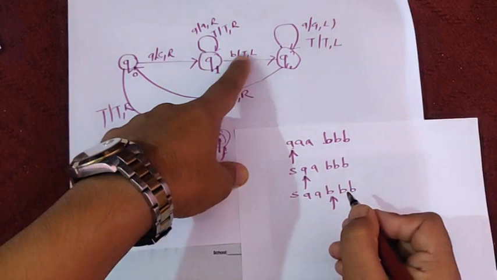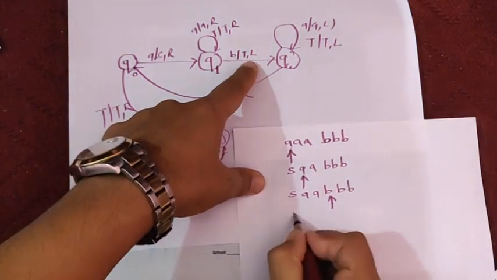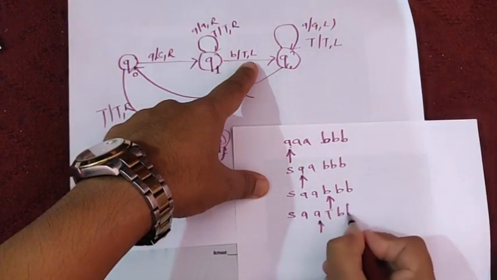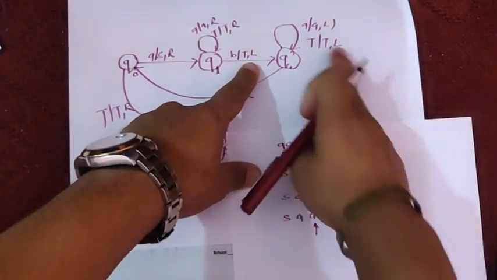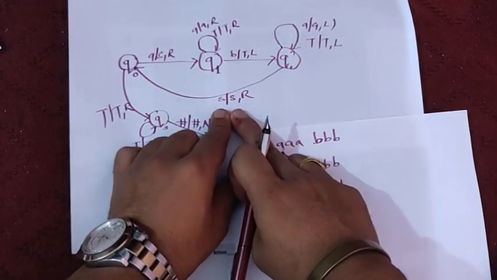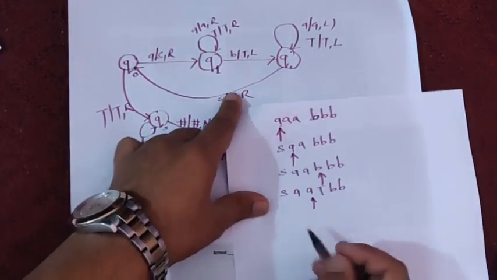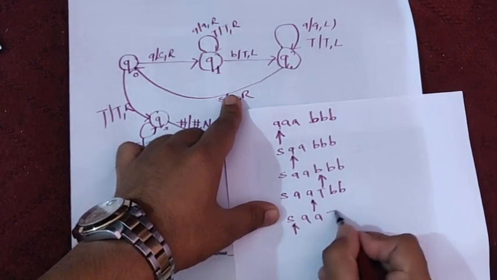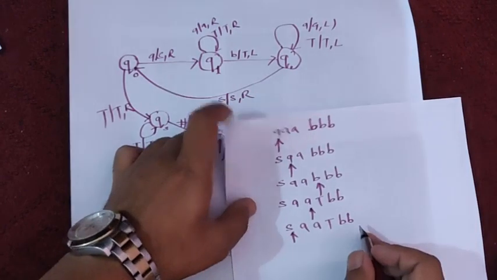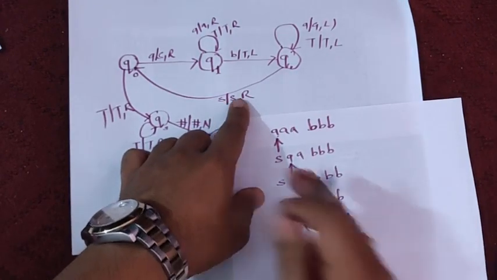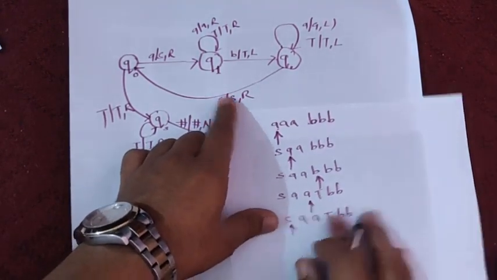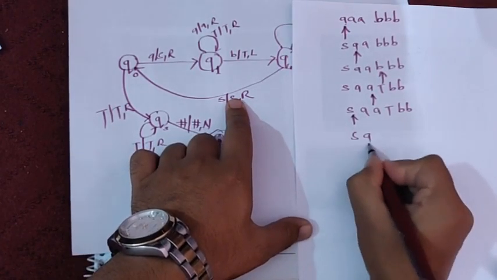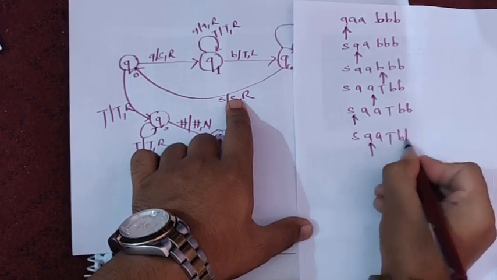Now B is replaced by T and move left. So as A, move left means this B. So it tells that until S arises, we move left. That means when S arises here, A, T, B, we do nothing and move to right. So move to right means S, A, T, B.